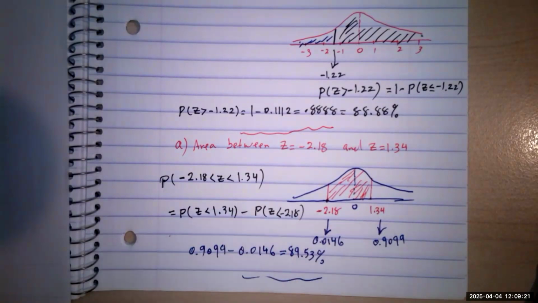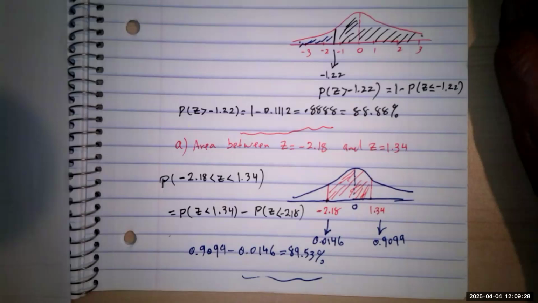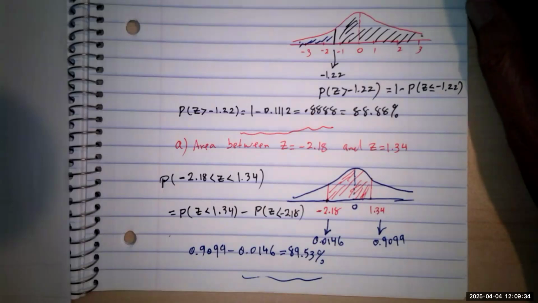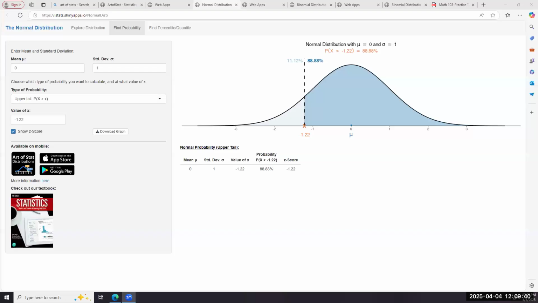You have to find each z value and then subtract. But of course, the easiest way is the Art of Stats. You can do it with the calculator, but Art of Stats really is the easiest one. So let's go back to our application. Again, you go back to the normal distribution. You are in finding the probability. You better refresh this one.